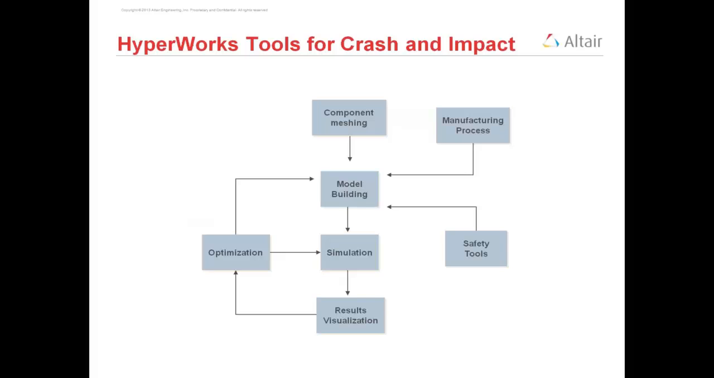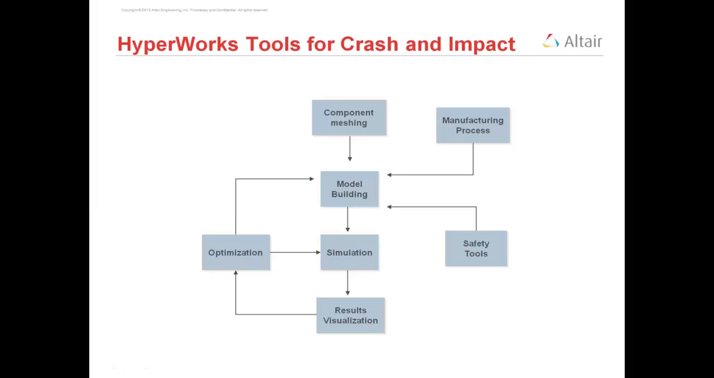To build any crash and impact problem, there is a flow process. First you do component level meshing, and then you set up the model and run the simulation. Sometimes to run the simulation you may require data from manufacturing, and sometimes tools like human models and barriers, energy absorbing barriers. When you run the analysis you'll see the results, and if required, you will do the optimization.